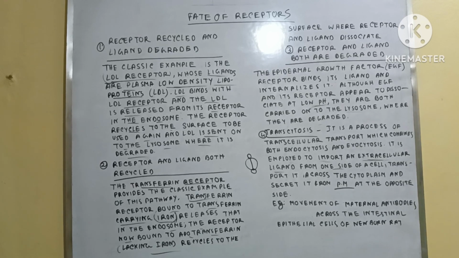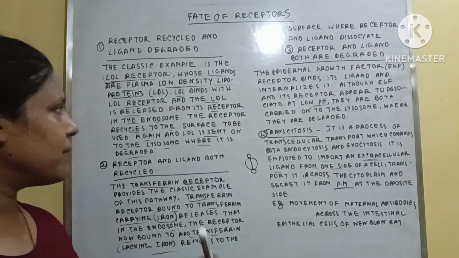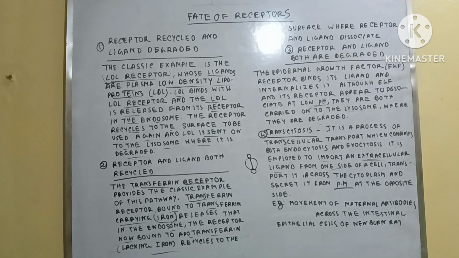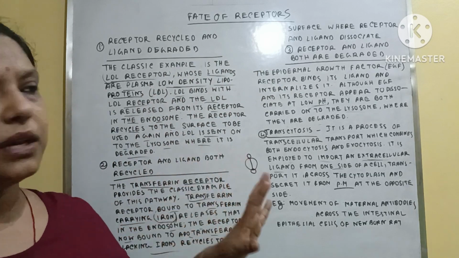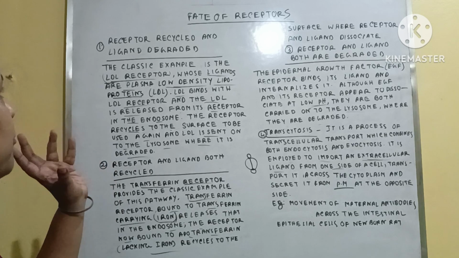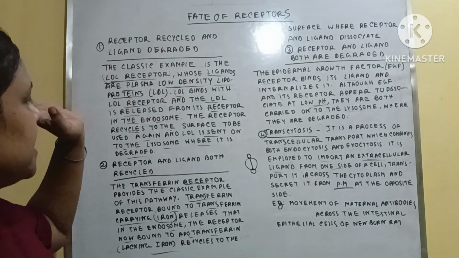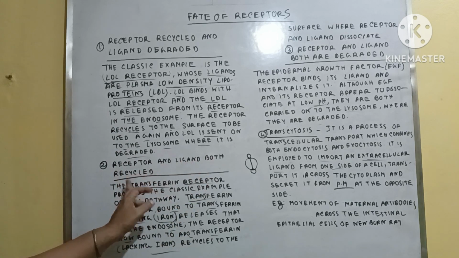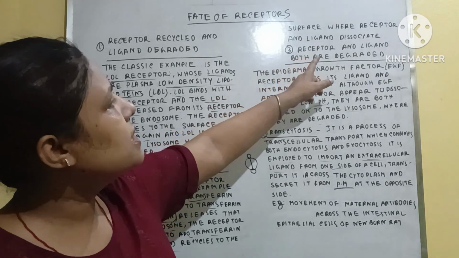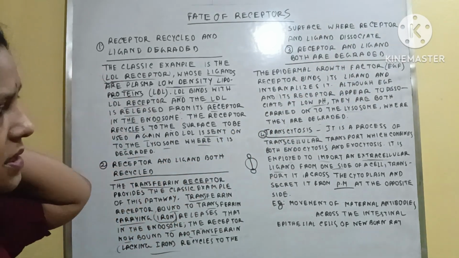So actually the fate of receptors I have already explained here. I think you all totally understood this topic, the fate of the receptors. So generally four pathways are possible for the fate of the receptors and the ligands. First one is the receptor recycled and ligand degraded. Second one is the receptor and ligand both recycled. Third one is the receptor and ligand both degraded, and fourth one is transcytosis.